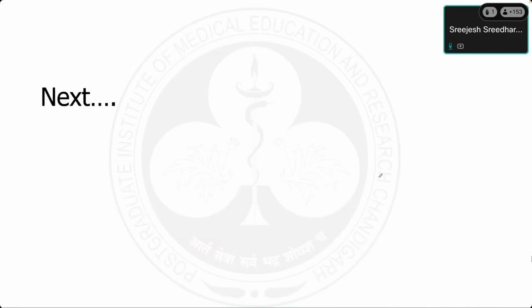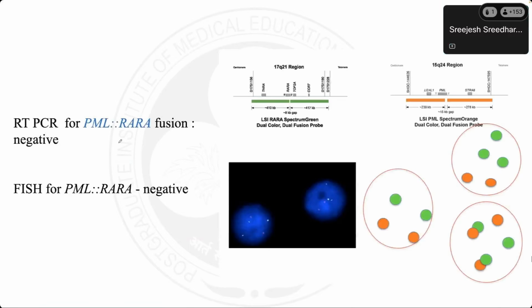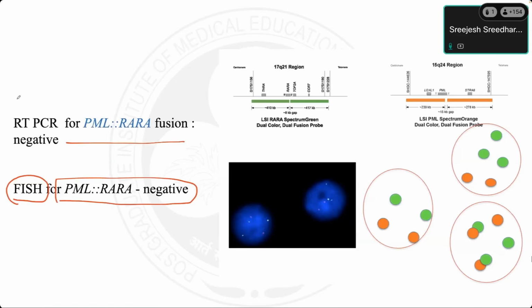So what is next? The next important point is to document PML-RARA. This is very, very important and it has to be done. In some labs, a quick FISH is done within 3 to 4 hours to document PML-RARA, because this is very important before starting ATO, arsenic trioxide, and ATRA. Or we can also use RT-PCR for documenting the PML-RARA.